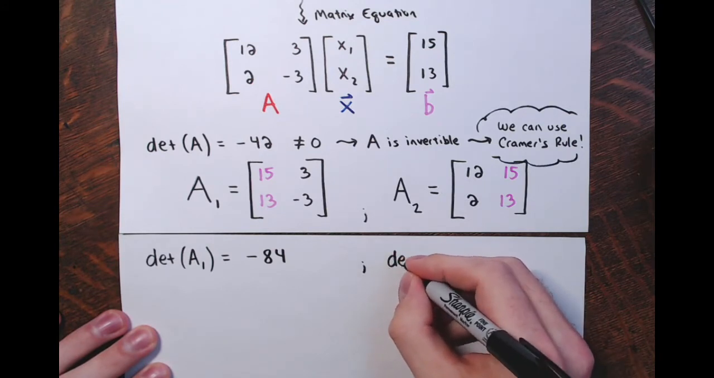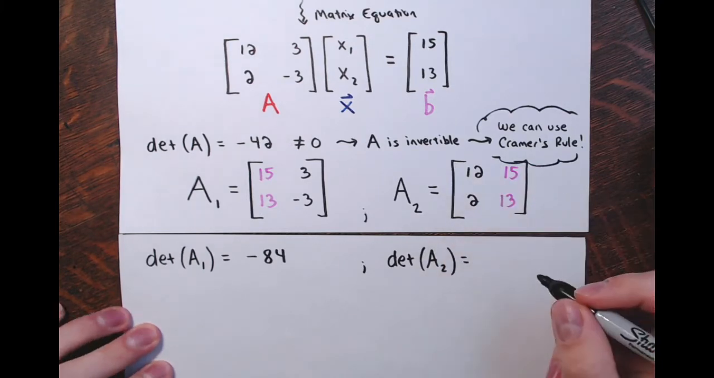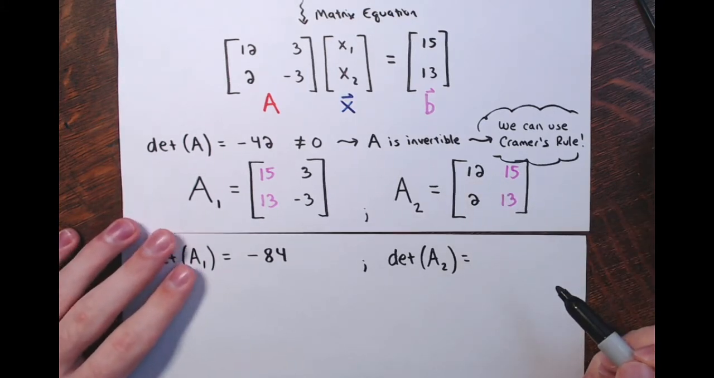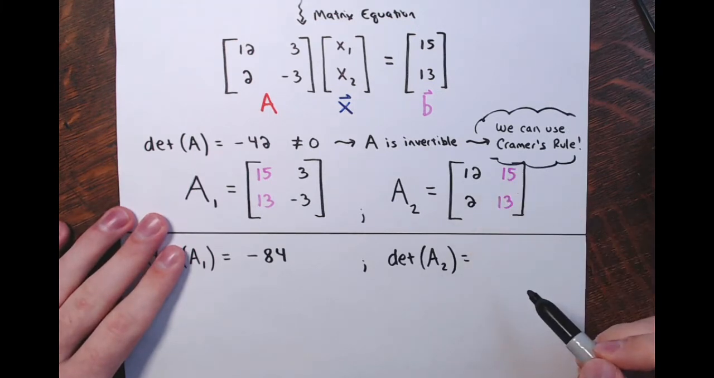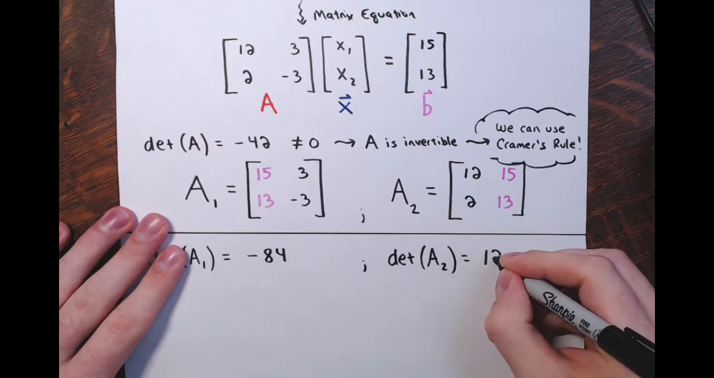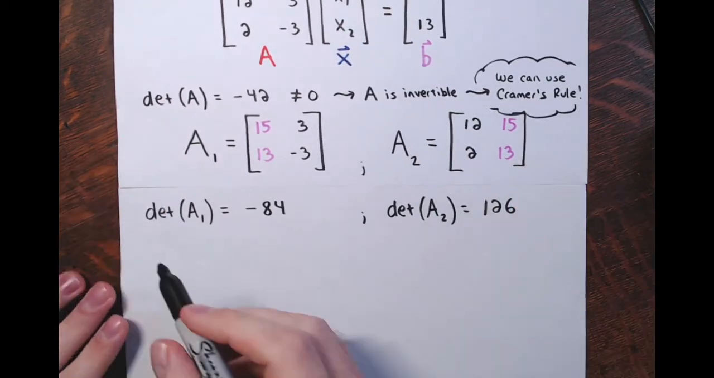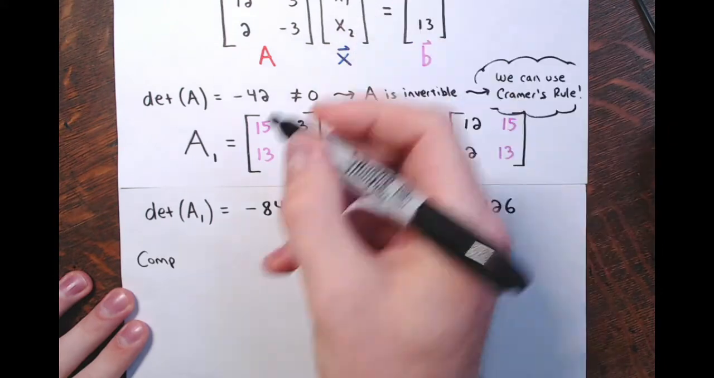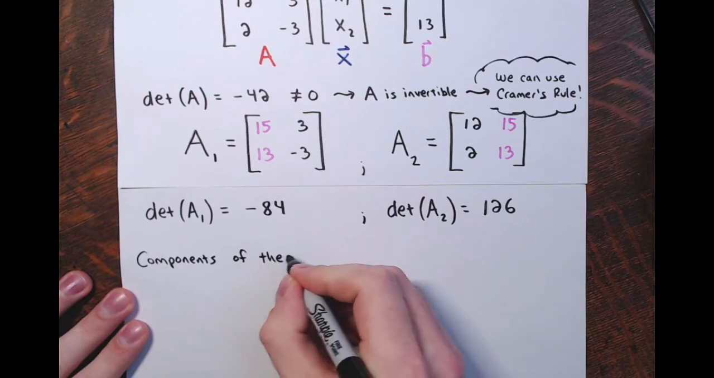And the determinant of A2 is the determinant of this matrix. So 12 times 13 is 156 minus 30. 156 minus 30, 126. All right, and now that I have all these determinants, I can find the solutions of the system. So we can now find the components of the solution, the x1 and x2.